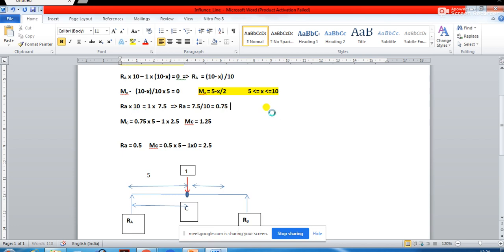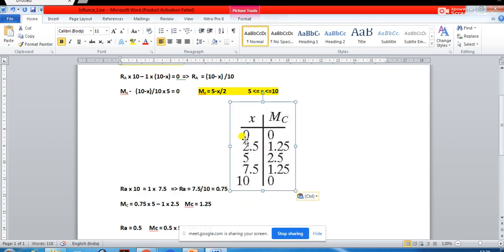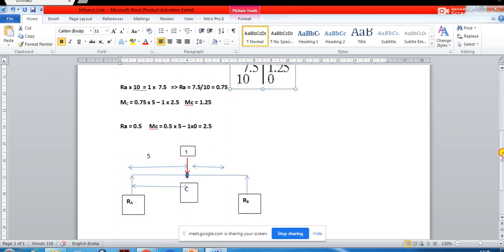See what actually we are doing, at different positions of this load. When it is at 0, we have found the bending moment at C is 0. When the load is at 2.5, the bending moment at C is 1.25. When the load is at 5, we have found the bending moment at C is 2.5.